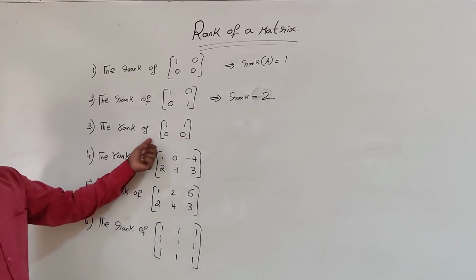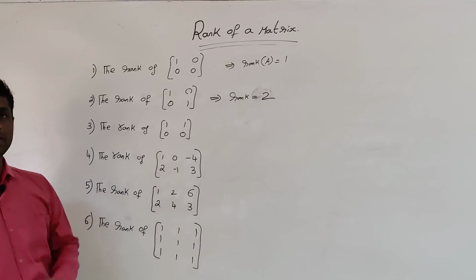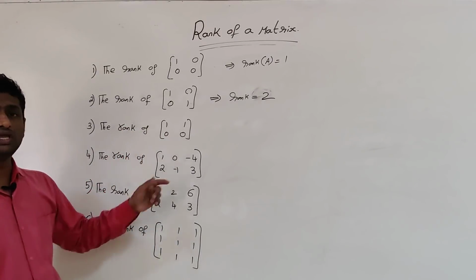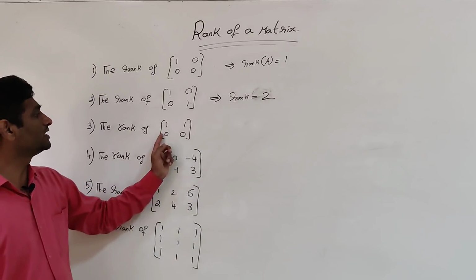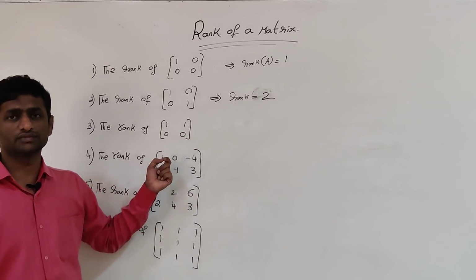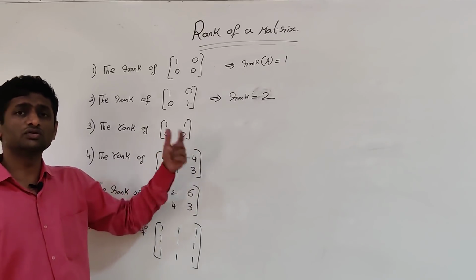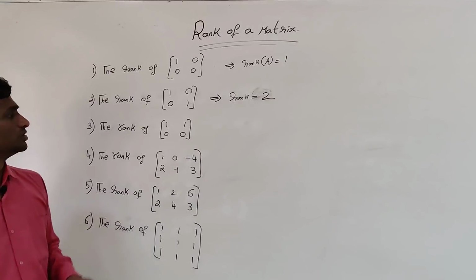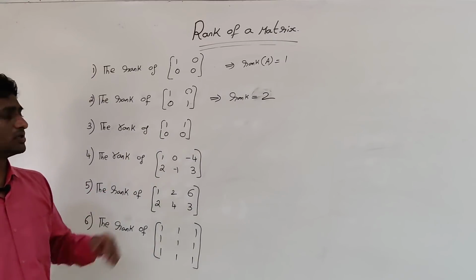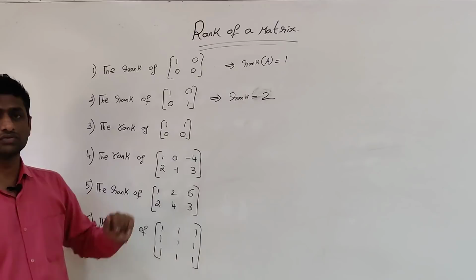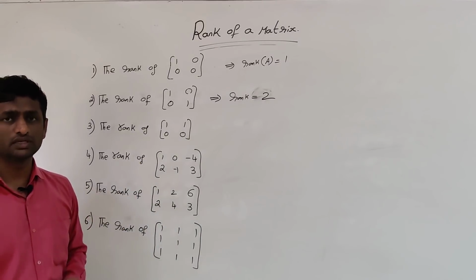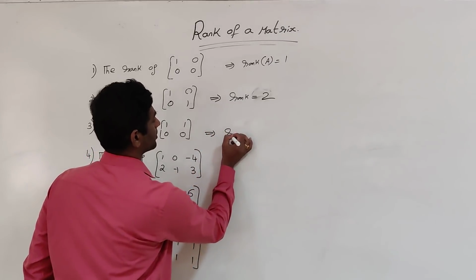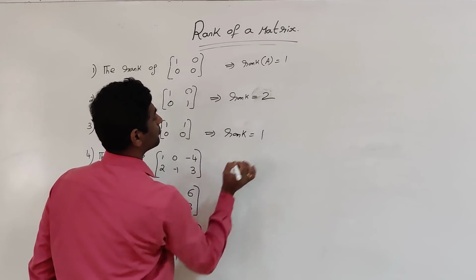Next, coming to this part, the rank of the matrix. So what is the determinant of a 2 by 2? It is 0: 1 into 0 minus 0 into 1 is 0, which is singular. If it is singular, we have to go for all square submatrices of order 1. So what are the square submatrices? 1, 1, 0, 0. And 1 is non-singular. So the rank of this matrix is 1. Rank is equal to 1.